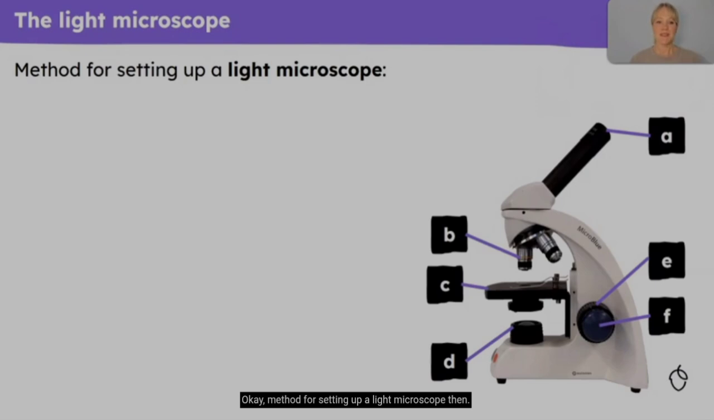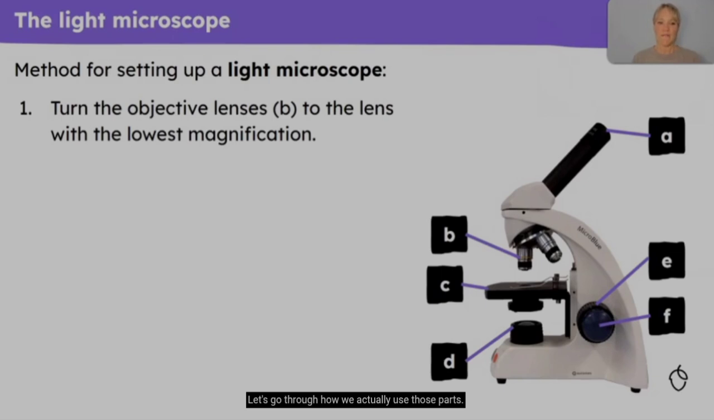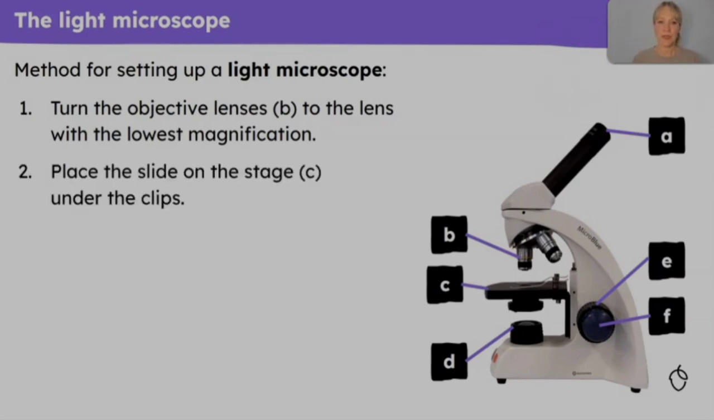Okay, method for setting up a light microscope then. Let's go through how we actually use those parts. First of all, we want to turn the objective lens to the lowest magnification. So if you've got ×4, ×10, ×40, we would choose our ×4. It makes it easier to find what we're looking for, because that view is actually much larger.